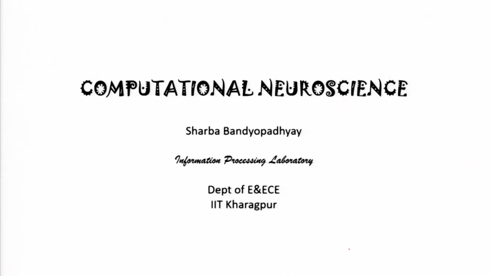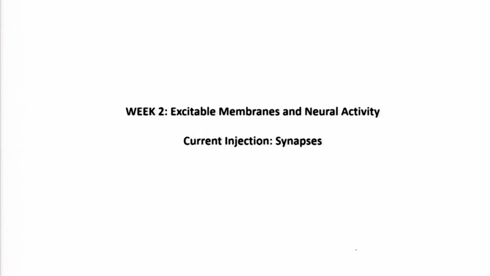Welcome. We continue with our lectures on excitable membranes in week 2 in order to understand the background of how neuronal activity is created. So, we have talked about ion channels of different kinds, and we have mentioned voltage gated ion channels that are involved in production of action potentials.